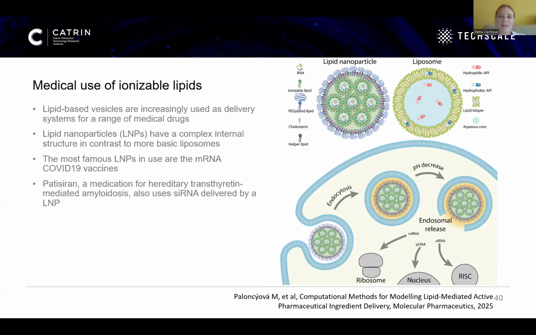And because the lipids are so specific, the inner structure of the nanoparticles is also complex compared to liposomes and vesicles, which are also used for some drug delivery. And most famously, lipid nanoparticles have been used in COVID vaccines. So there have been the Pfizer and Moderna mRNA vaccines, and both of these mRNAs are wrapped in a lipid nanoparticle with ionizable lipids. But lipid nanoparticles have also been used for a rare disease medication where they also deliver RNA.